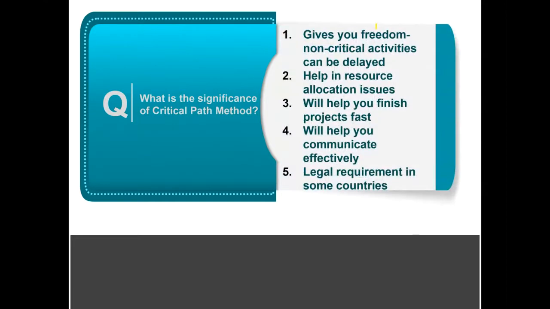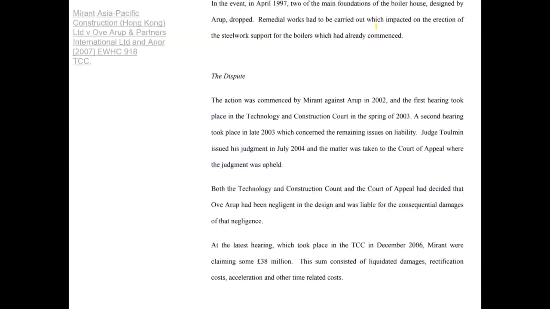So it gives you the freedom. Basically, non-critical activities are those which can be delayed. It helps in resource allocation issues. It will help you finish your project fast. It will help you communicate effectively. And in some countries, it is a legal requirement.